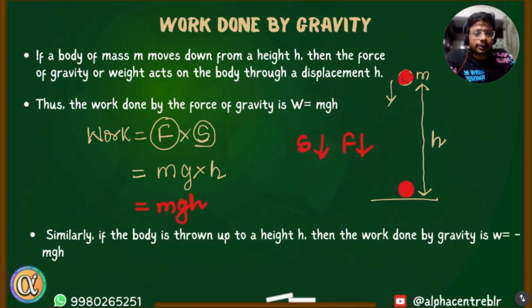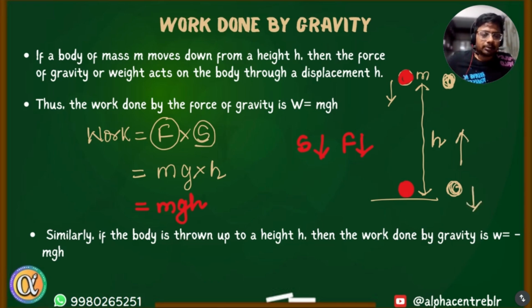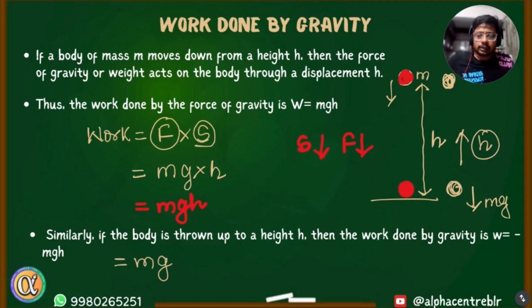When the object is moving in the opposite direction, like going from ground level to some height, this time it's going up like this. In this case also, weight is acting downward, mg, but the displacement is in the opposite direction, h. So here the formula is mgh with a minus sign.